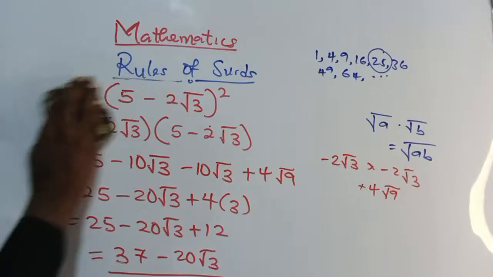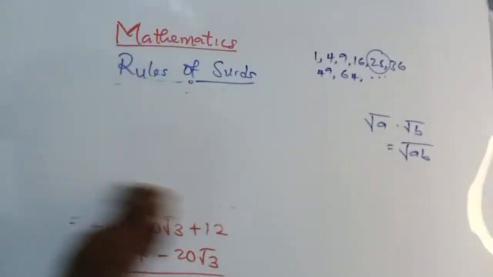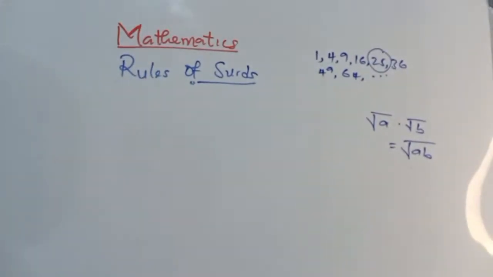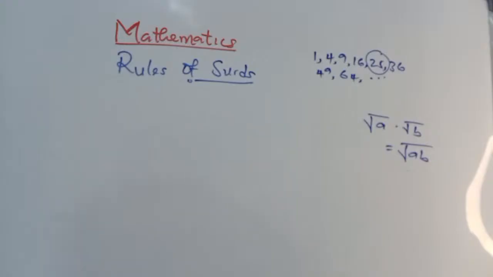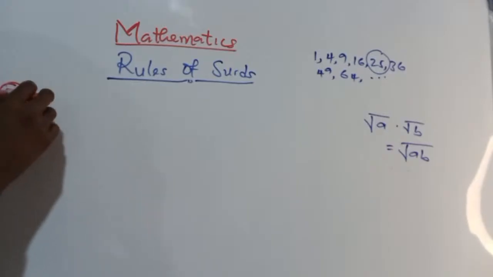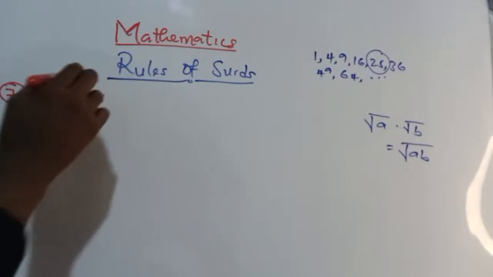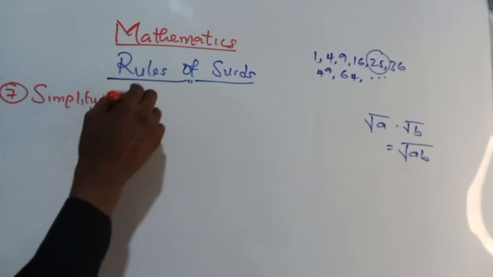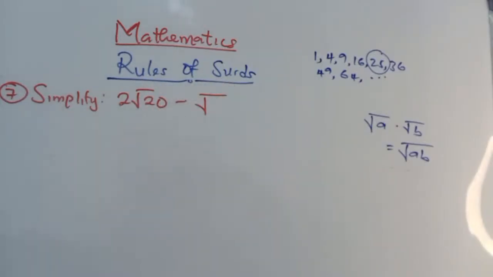Now let's simplify number 7. Number 7, let's simplify 2 root 20 minus root 45. 2 root 20 minus root 45.